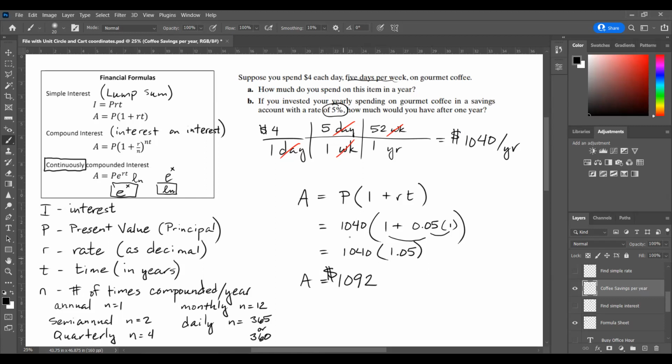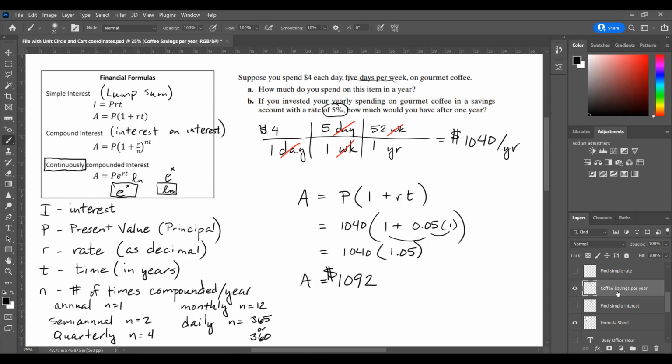That means, let's see, what's the difference there? That's $52 more. They gave me $52 in interest on my 1,040. So instead of buying coffee every day, 5 days a week, all year, I invest that money and I potentially end up with almost $1,100 at the end of the year.